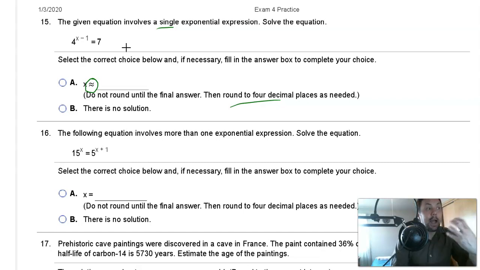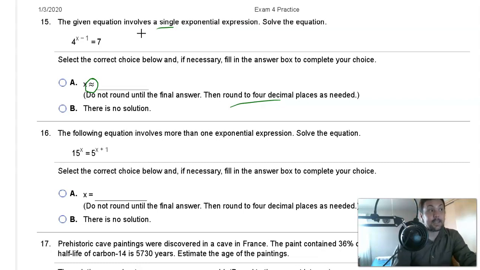Now, if you have a calculator that lets you type in whatever base you want, you can do this problem the same way we did the inverse function. You can just convert this to logarithmic form. It'll be log base 4, right? Because the base will still be the base. And then you can just plug in the log base 4 into your calculator and you'll be fine. You'll get the decimal that way.